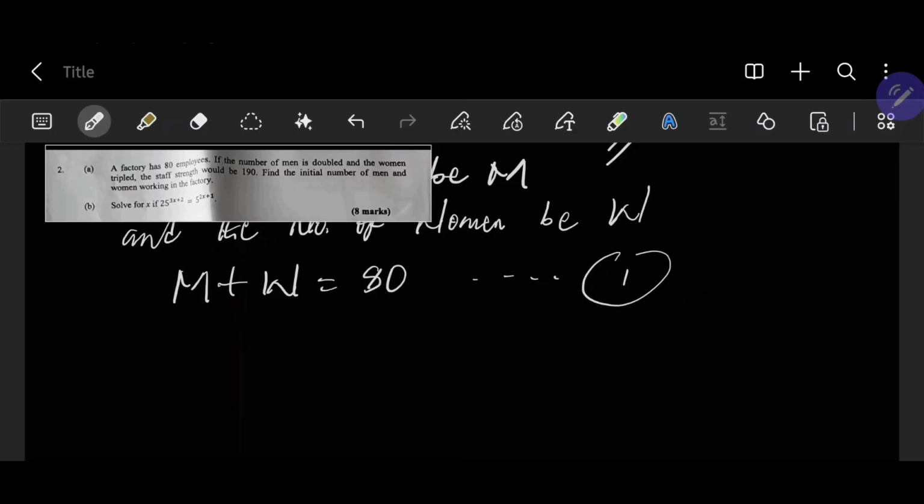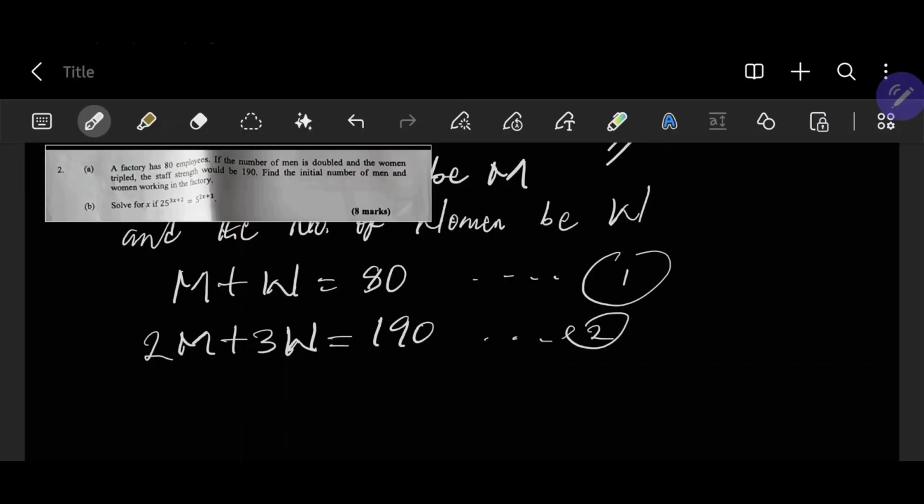Then the next part, we are told that if the number of men is doubled, that is 2 times the number of men you had before, and the number of women tripled, that means 3 times the women you had before, the total working staff now is going to be 190. So 2m plus 3w equals 190, and this is equation 2.